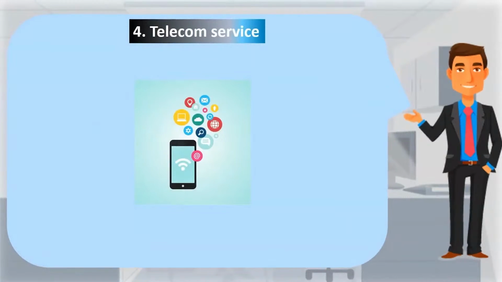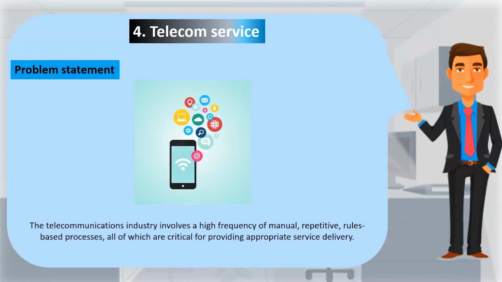The fourth example is telecom service. The telecommunications industry involves a high frequency of manual, repetitive, rules-based processes, all of which are critical for providing appropriate service delivery. Thus, the foundation of telecommunications is made up of processes that are highly amenable to automation. For telecommunication companies looking to improve their customer service, high reliability and accuracy of process outcomes are required.